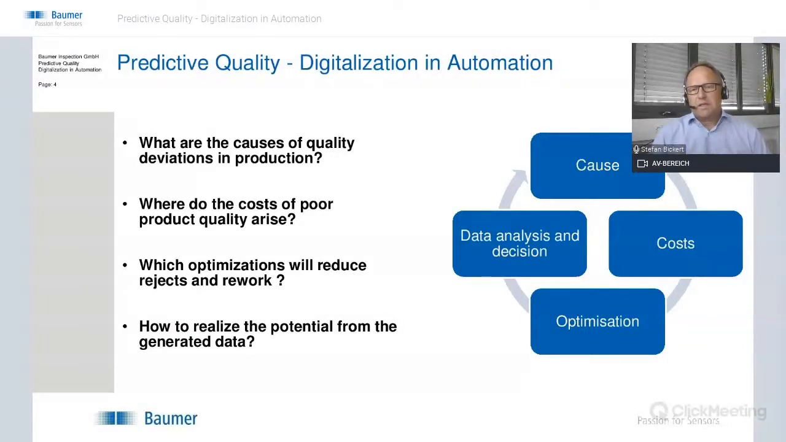The presentation will target mainly 4 questions. The first point is, what are the reasons for deviations in the production which lead to different quality? What causes deviation in the production? Then, where do the costs of poor quality arise from? I would like to stress this a little bit. With the knowledge of them, we can discuss optimization, what will reduce rejects and rework. So how can we optimize the process, and how can we realize the potential from the generated data? Those are the 4 questions we will talk about.